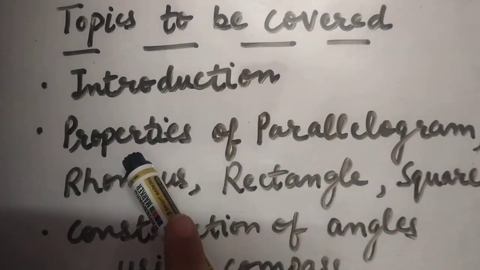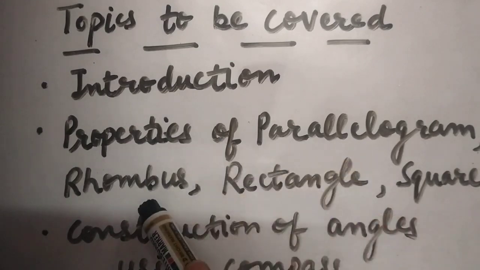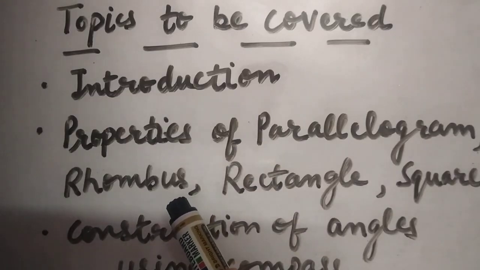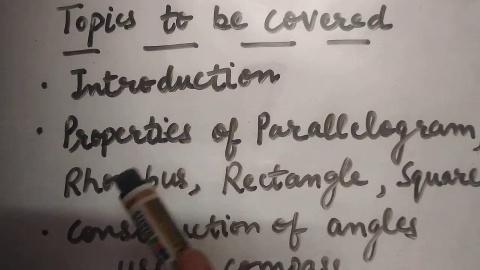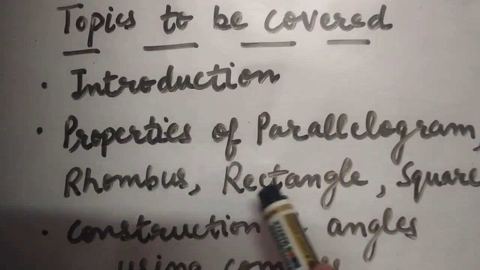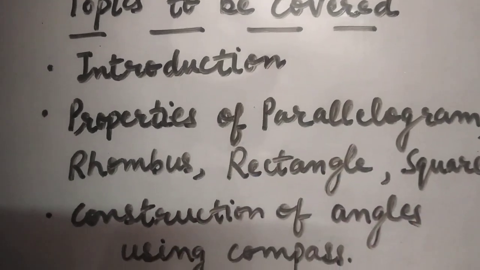After that, I shall discuss in brief the properties of parallelogram, rhombus, rectangle and square, though these properties are to be studied in detail in the next chapter, that is understanding quadrilaterals. So in this chapter, I will just give you a brief recapitulation of these properties. After that, we shall recall the construction of angles using compass. Dear children, you already know the construction of angles using compass, but as this is lecture number 1 of chapter number 4, we will first recall it so that it will be easy for you to draw the angles properly in the exercises.